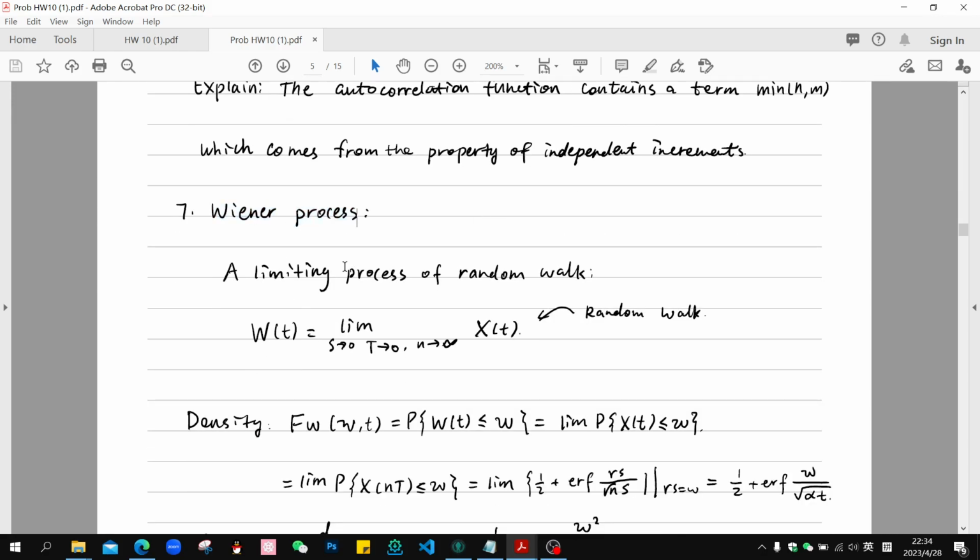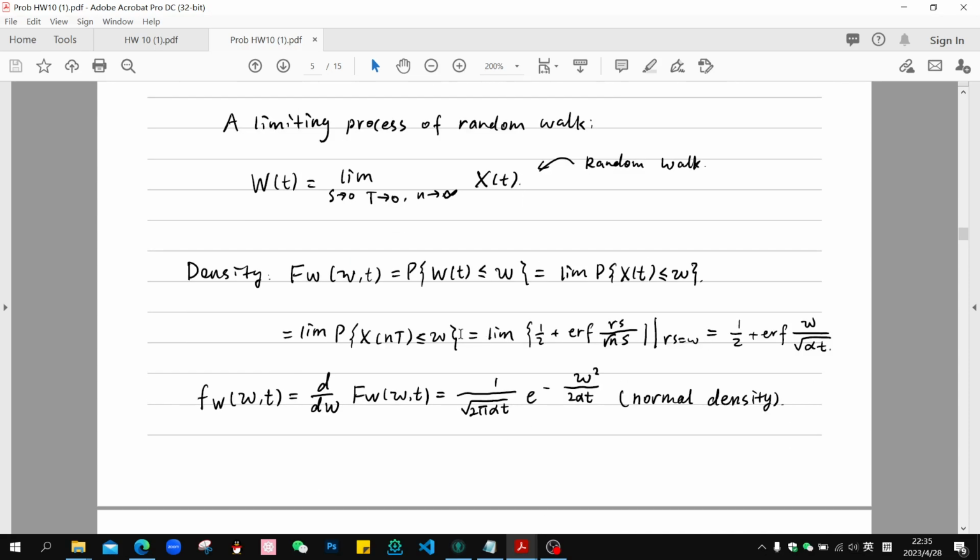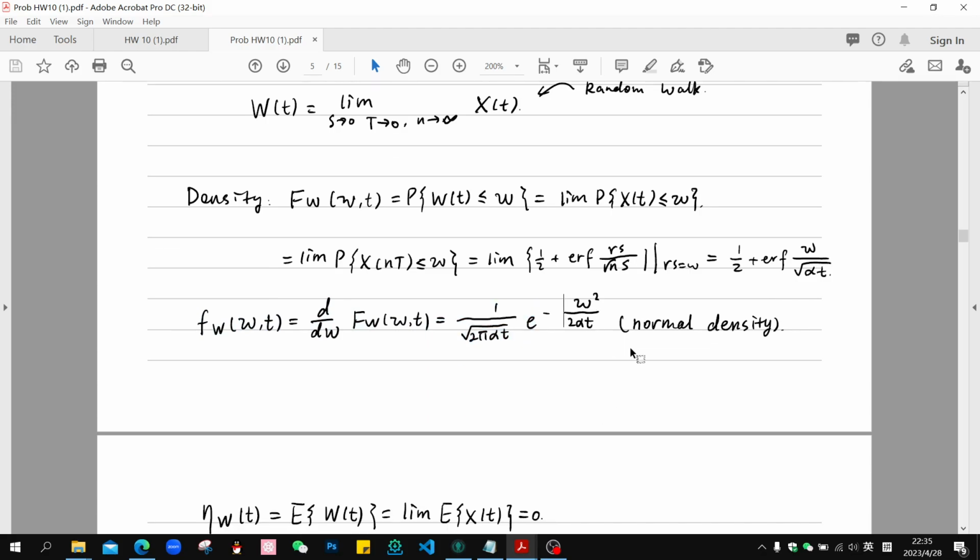Wiener process. This is a limiting process of random walk. W(t) is the limit when s goes to 0, T goes to 0, n goes to infinity of x(t), where x(t) is a random walk. We have to calculate the distribution first. That goes down to 1/2 plus error function, omega over square root alpha t. And we take the derivative, we can get the density function. This is a normal density.